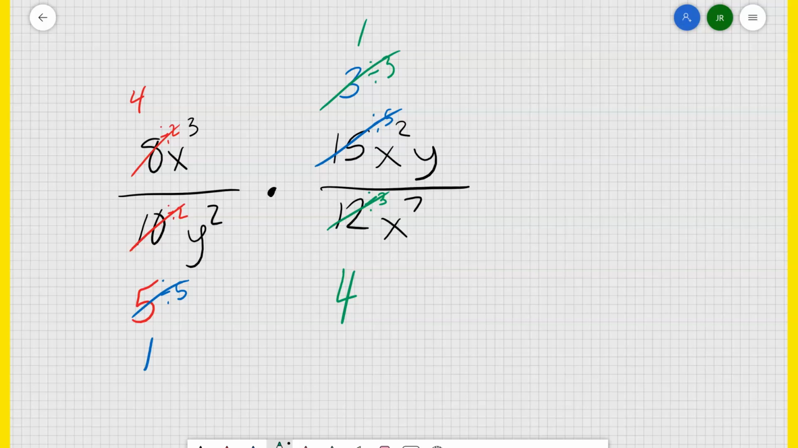Okay, now look at your variables. Look at your x's. I'm going to go ahead and reduce the x to the 3rd and the x to the 7th. They will subtract and beget x to the 4th, and it will go on the bottom where the x to the 7th was. So that x to the 3rd is going to cancel completely, and the x to the 7th is going to reduce to an x to the 4th.